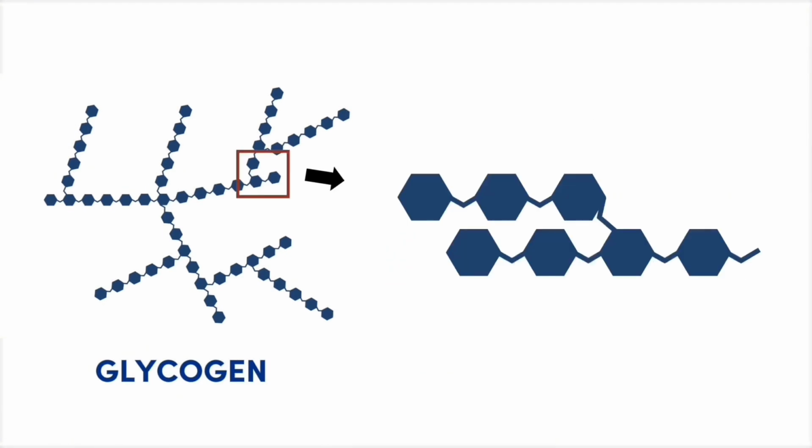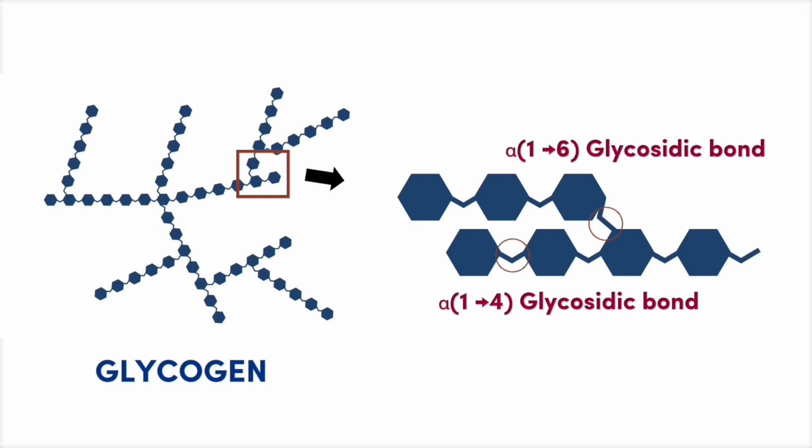These glucose molecules are linked together through alpha-1,4 glycosidic bonds, which create the main linear chain, and feature branch points that are connected via alpha-1,6 glycosidic bonds. This unique branching structure allows easy and quick glycogen utilization.